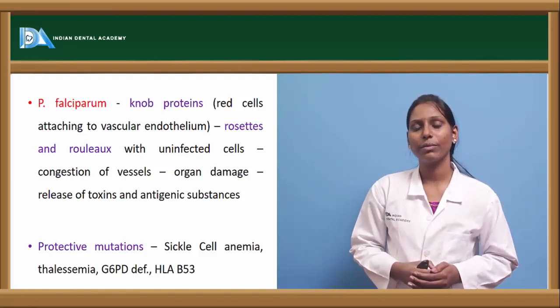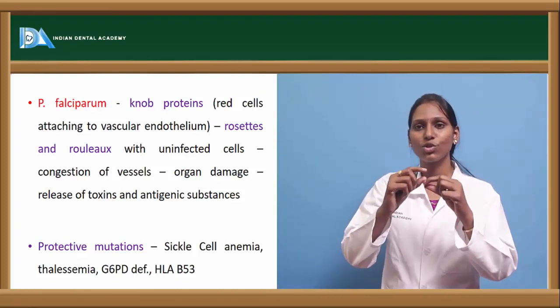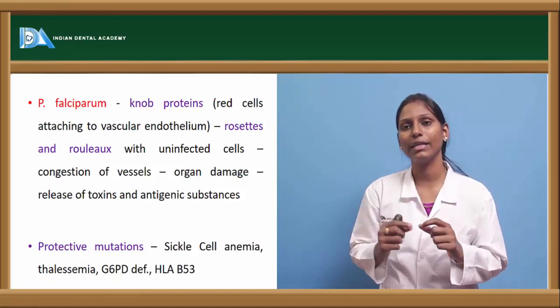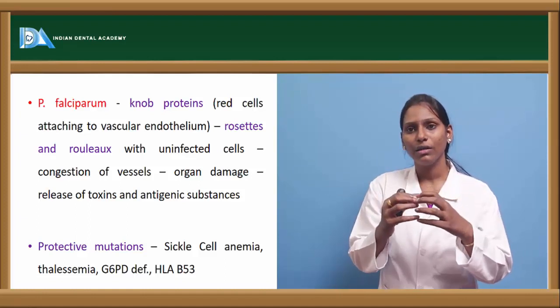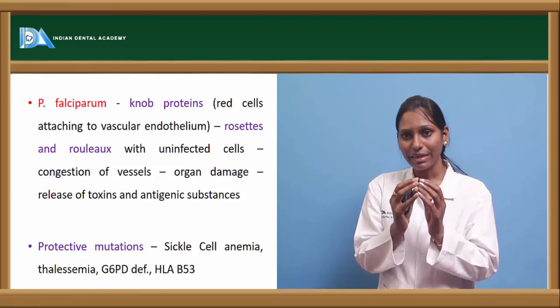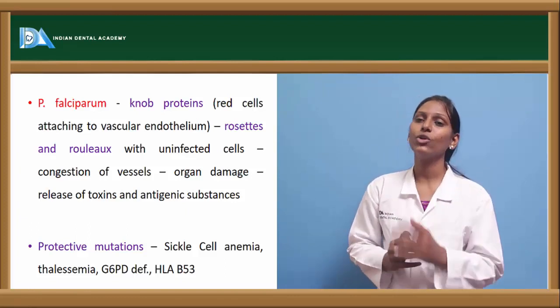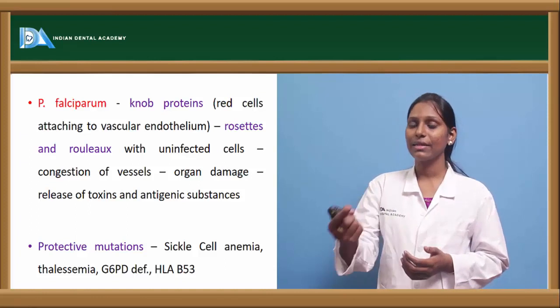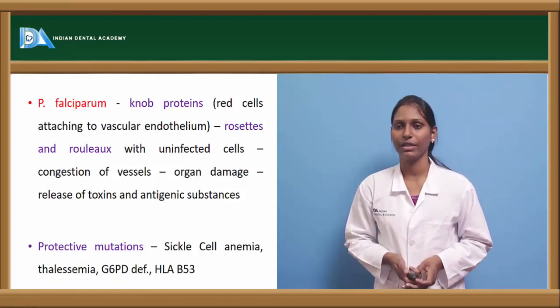What is this rolex formation? This infected RBC will go and form stacks of RBCs with the normal uninfected cells. This condition, what happens when there are multiple RBCs being accumulated in one region forming rosettes and rolex, they cause congestion of vessels leading to organ damage. Later they release toxins and also antigenic substances, which is again a harmful condition.